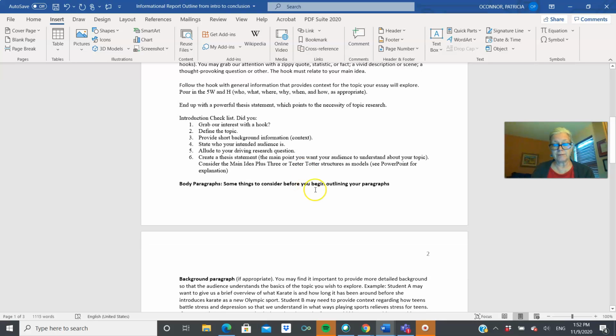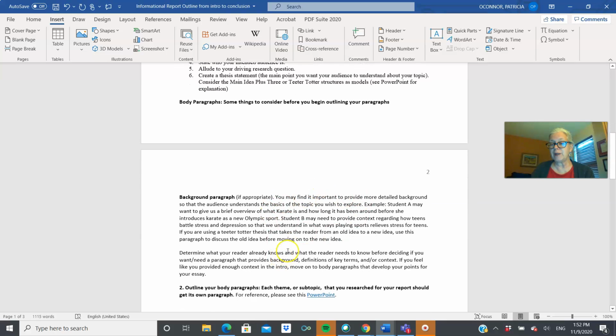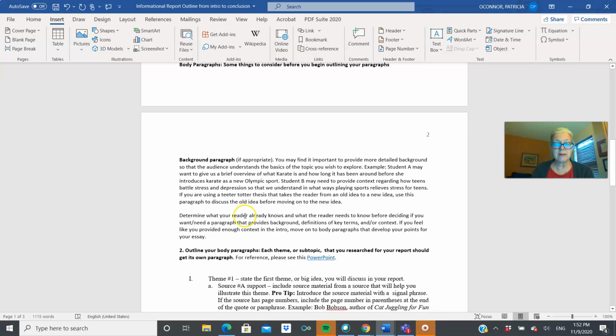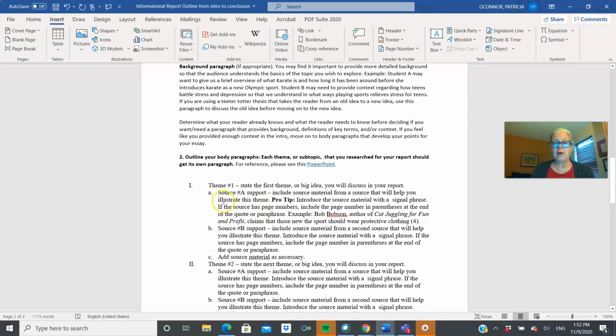Just get us started. You may or may not want that background paragraph that defines and explains the context of your topic. And then you go into your body paragraphs. So your theme, each theme, just like those little questions that came off the concept maps, you're going to have an answer to an interesting question as your topic sentence, the point of your paragraph.